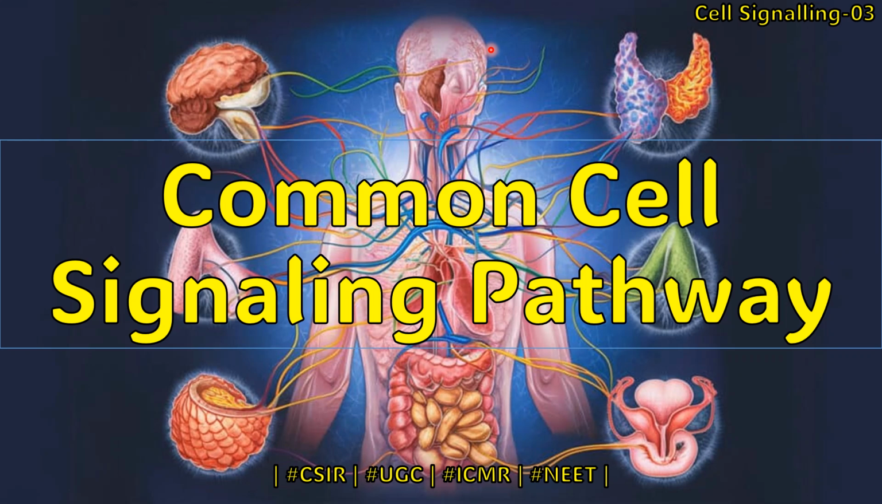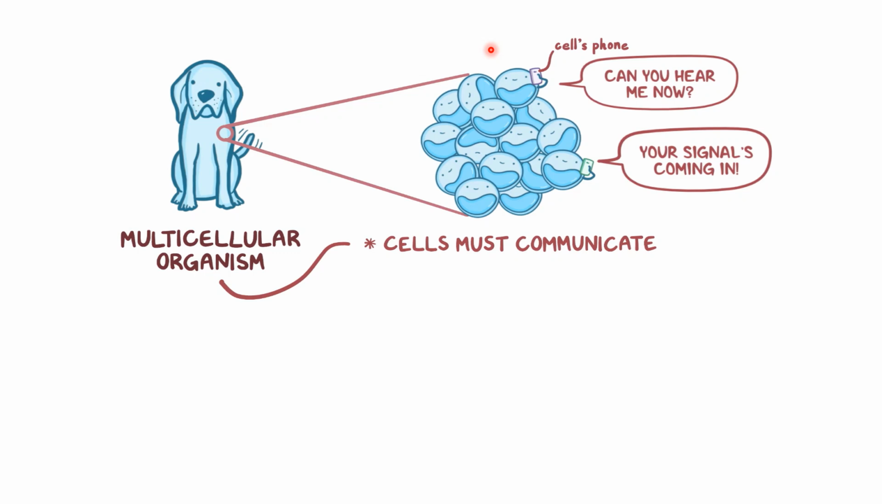Today we are going to see some of the common cell signaling pathways and note their significance. We have already seen some videos where we discussed some basics about cell signaling. Normally, cell signaling is a process by which cells communicate with each other, or within the cell, to perform different types of physiological activities or functions.